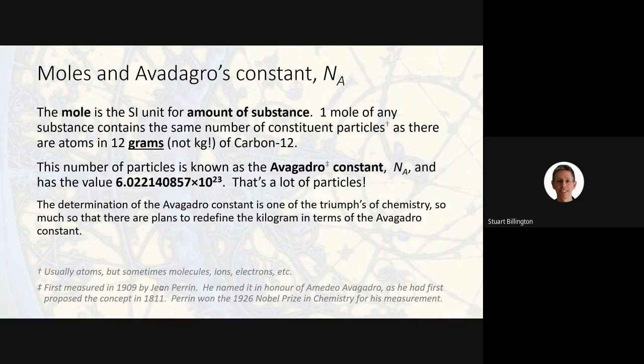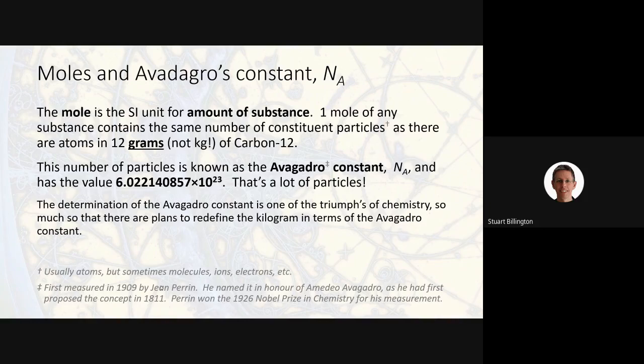Okay, it is possible to put a number to how many atoms there are in 12 grams of carbon-12, and that number was first measured about 100 years ago by someone called Jean Perrin. But Perrin had been working on a hunch from something that had been written 100 years before that by an Italian guy called Avogadro.